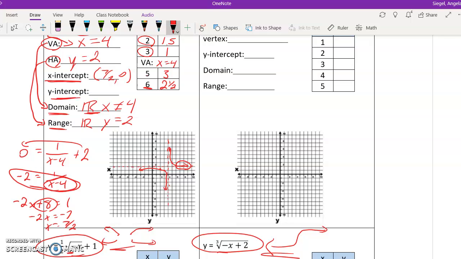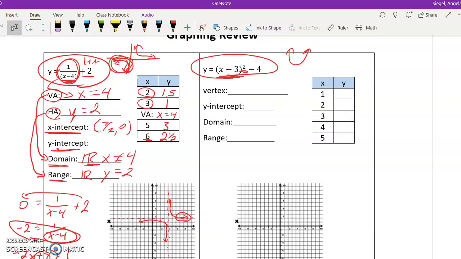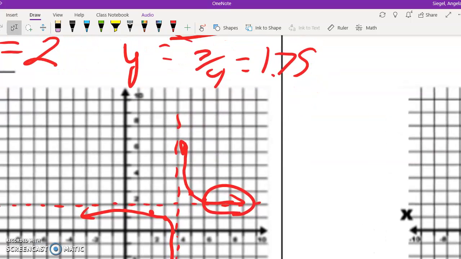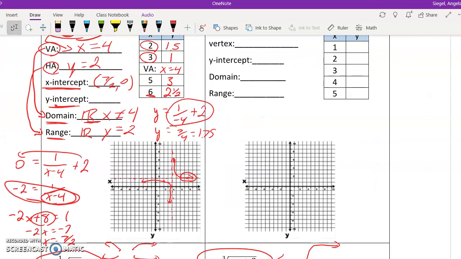Okay, my y-intercept, same concept. I'm going to set x equal to 0. So y equals 1 over negative 4, because 0 minus 4 is negative 4. You can just type this in your calculator. I have 8/4 minus 1/4, which is 7/4. Just to clarify, that's about 1.75. So it should cross the y-axis a little bit below 2. And it sure does, so that works. Okay, so my y-intercept is 0, 7/4.